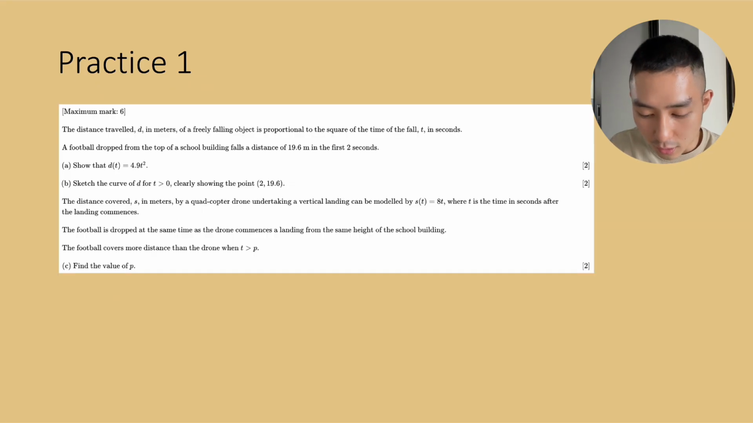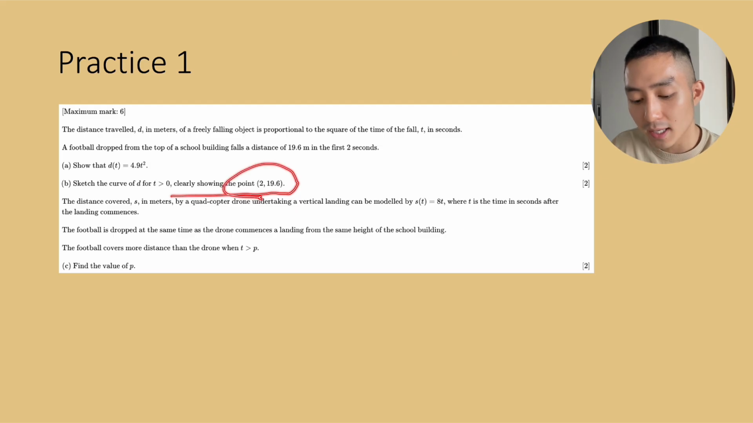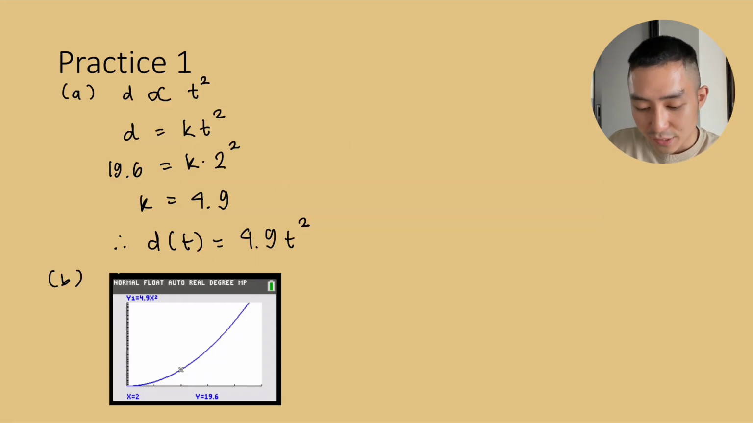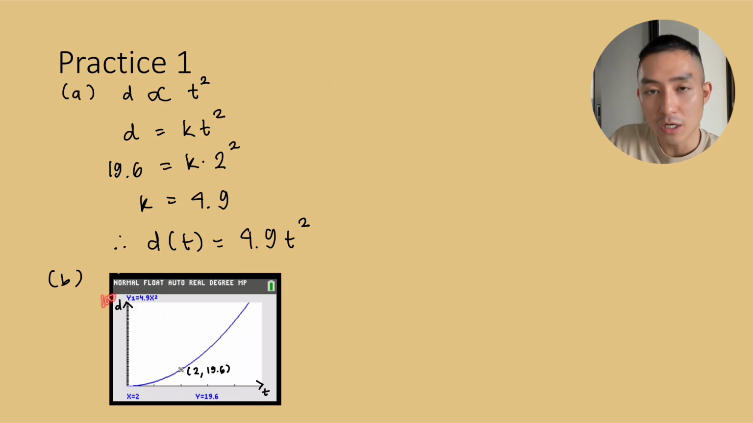Now we need to sketch the curve of d for t larger than 0, clearly showing the point (2, 19.6). I took a screenshot of what I already see on the GDC, but I need to adjust some things. First, this is not y, we can say it is d, and the x-axis represents t. So when t equals 2, the y, or the distance, is 19.6. The window that I set is x from 0 to 5 and y from 0 to 100. You can adjust it to any window you like, as long as it shows that (2, 19.6) is there.